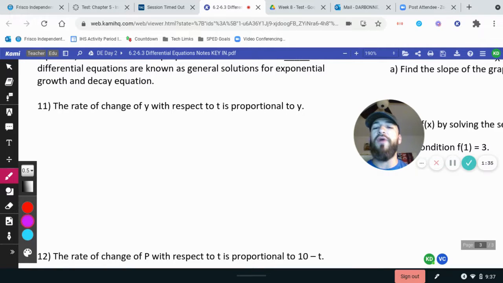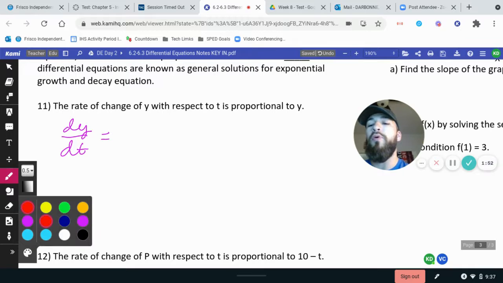The rate of change of y with respect to t. We have experience with this from back with related rates. We would represent that by dy/dt, the rate of change of y with respect to t. Then it is proportional to y, so we say it is equal to our proportionality constant k. Anytime we see proportional, we use our constant k, and we always multiply the proportionality constant by whatever it says it's proportional to. So it's proportional to y, so we just say k times y, just like that.